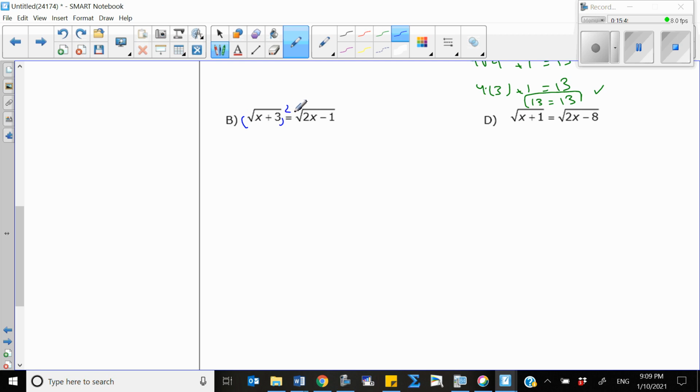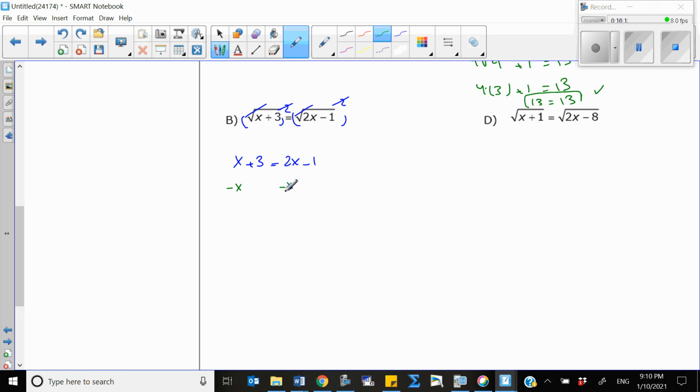Raise both sides to the power of 2 because I want to get rid of the radicals and solve for x. So this radical with this one cancel each other. This one also with this one. So it's x plus 3 equal to 2x minus 1. Now I just have a simple linear equation. I can solve this for x.